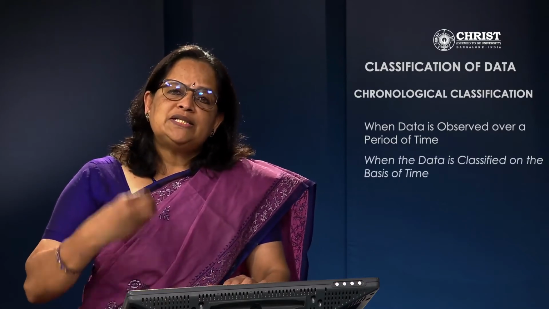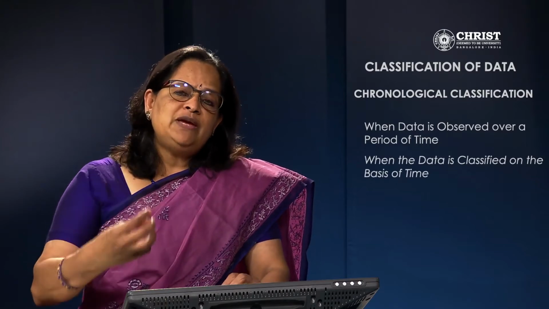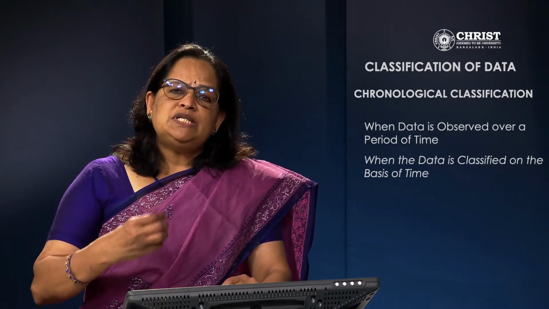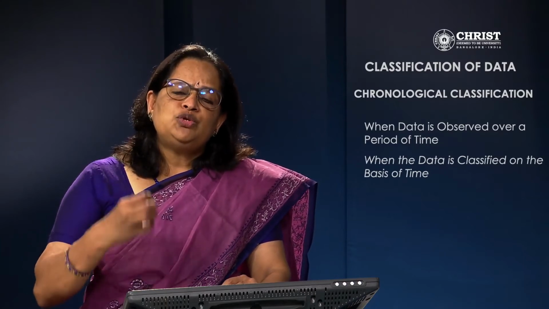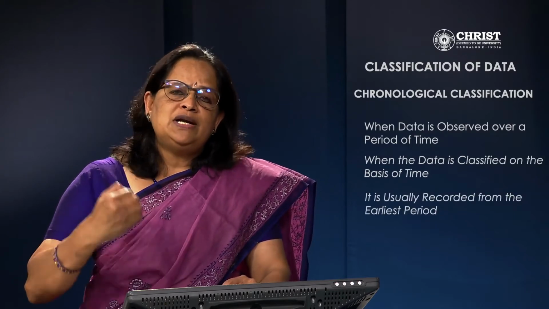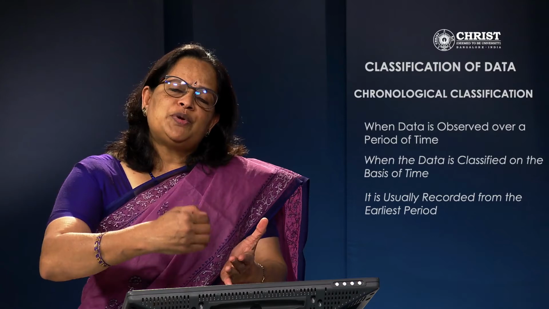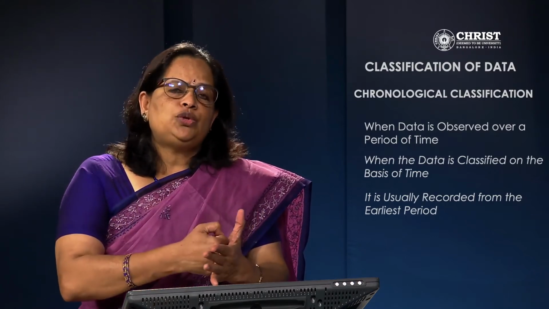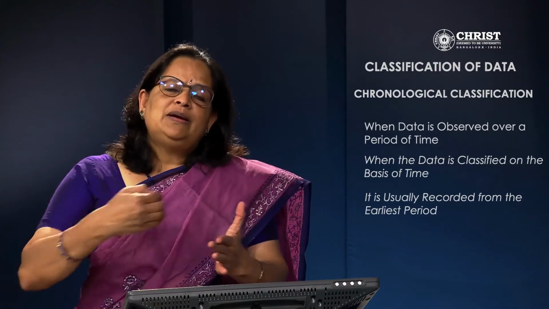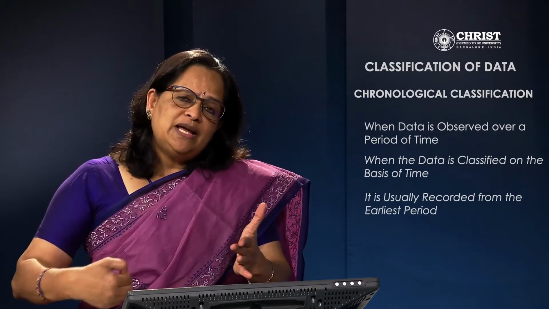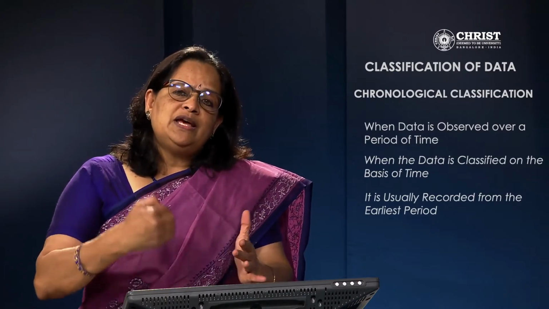So when the data is collected on the basis of time, time is the deciding factor for classification in this case. For example, food grains production recorded from 2000 to 2020. Next, it is usually recorded from the earliest period. So if you are recording food grains production from 2000 to 2020, we will start the first year as 2000, so that we can clearly see whether it's showing an increasing trend or a declining trend. That is why the earlier year we will take as the beginning year.